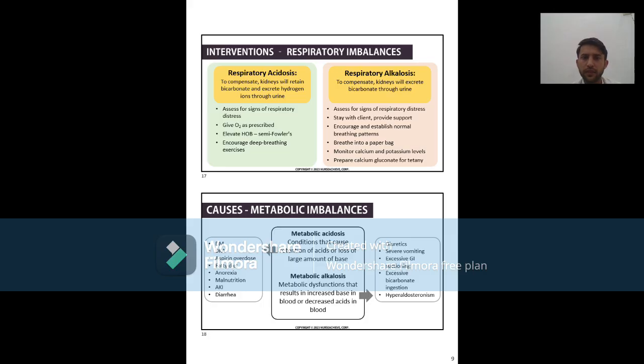Fatty diet, anorexia, and malnutrition. Without enough carbohydrates for energy, the body enters a state of starvation metabolism. It breaks down fats for fuel, creating an excess of acidic ketones that lowers the blood pH.